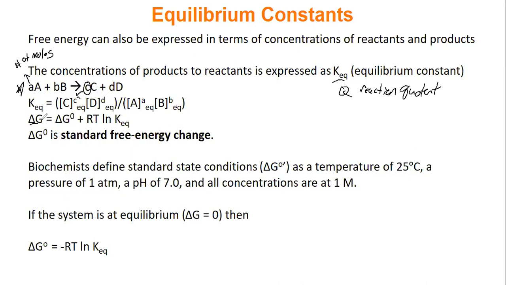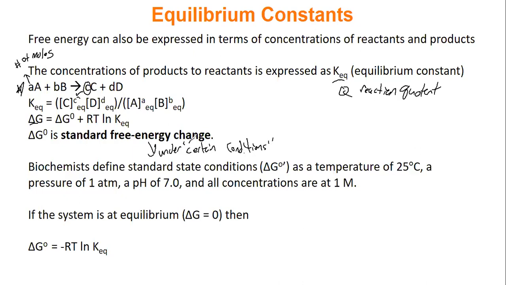This delta G naught, we call that standard free energy. What that means, it's free energy under certain conditions. And the reason why this is helpful for us is that if we want to compare different chemical equations, they all happen under different conditions, different concentrations, different temperatures, different pHs. So it's really hard to look at delta G between these different equations and get anything meaningful out of it.